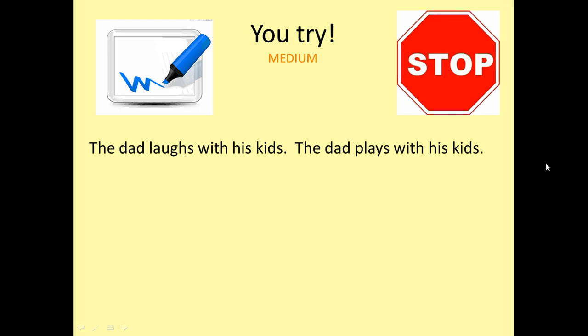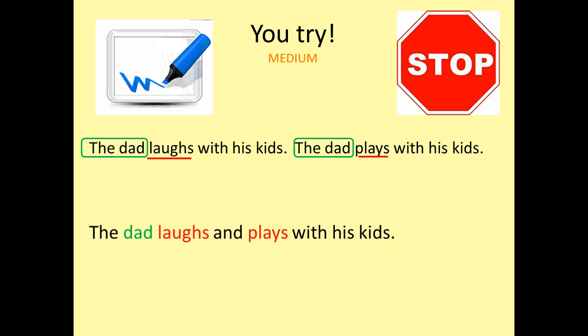You try. Combine these two sentences into one. Hit pause. Hit play when you're ready to hear the answer. Both of these sentences are about the dad. The dad both laughs with his kids and he plays with his kids. So the answer would be the dad laughs and plays with his kids.